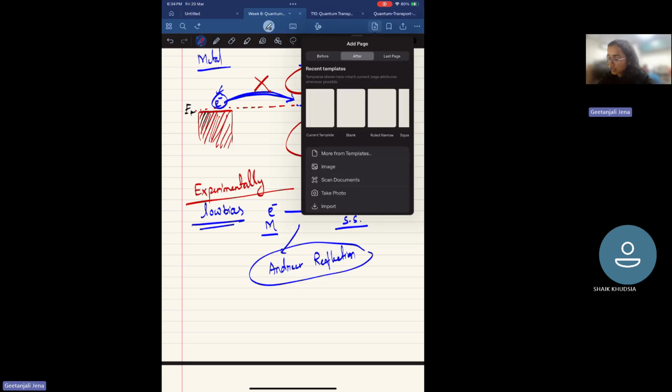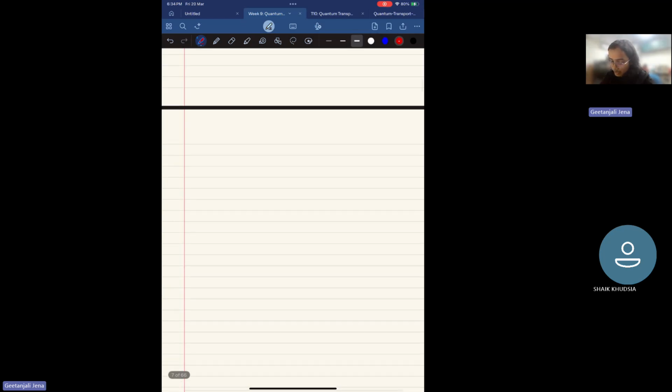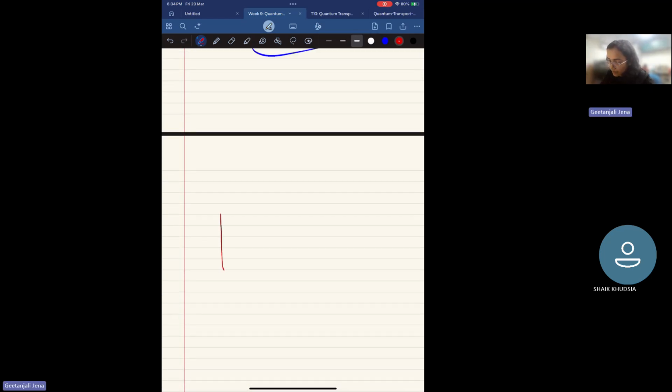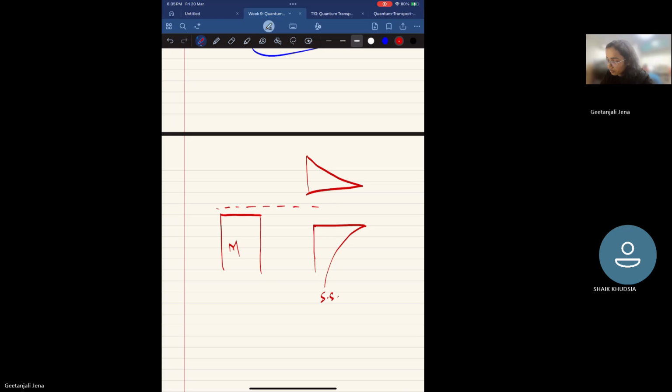So what is Andreev reflection? In brief, let me show you schematically. So what will happen for the low bias case? Let's say this is the metal side and this is the superconducting side. There is an electron that tries to move to the superconducting state to see the transport. But because this is a single particle state, it's not allowed to go to the superconducting side.